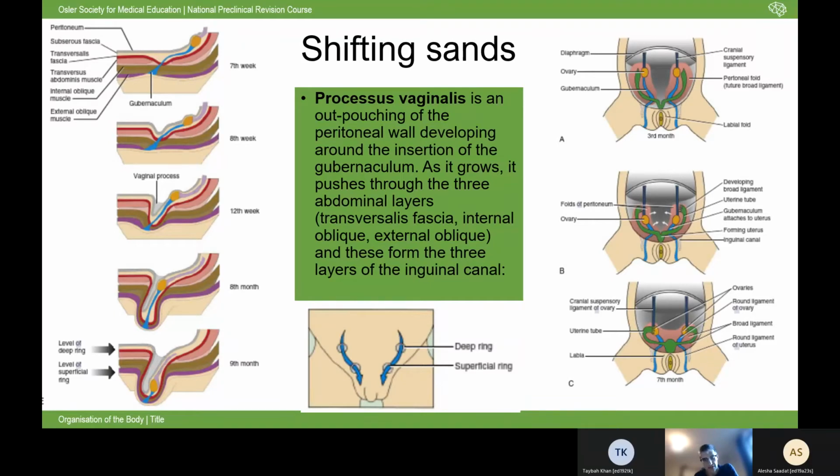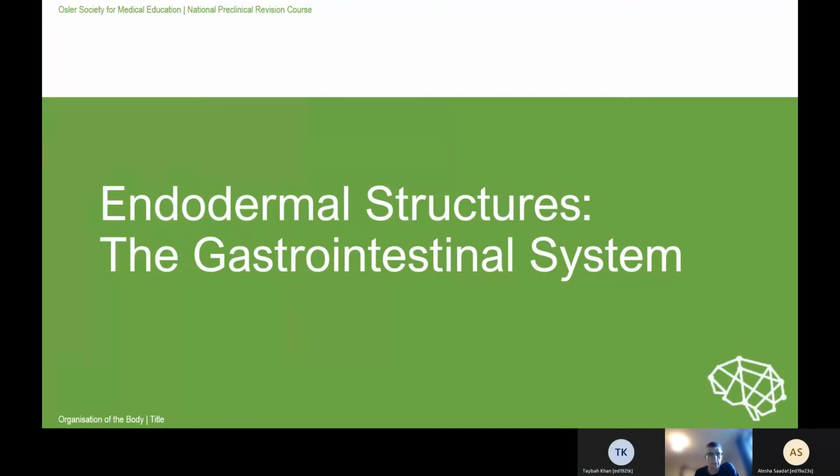And a femoral hernia is differentiated from an inguinal hernia based on whether it comes through the deep ring and how reducible it is when you apply pressure to that deep ring.